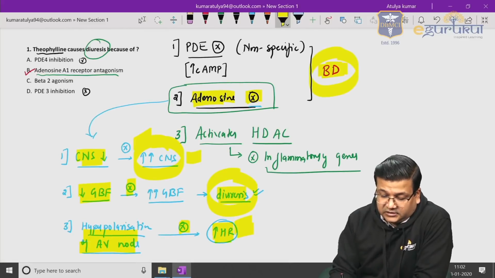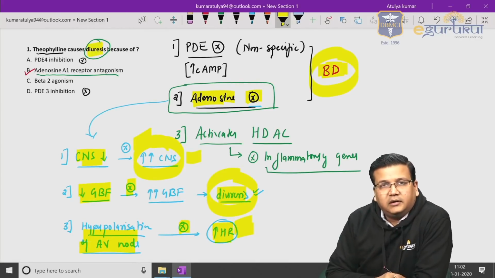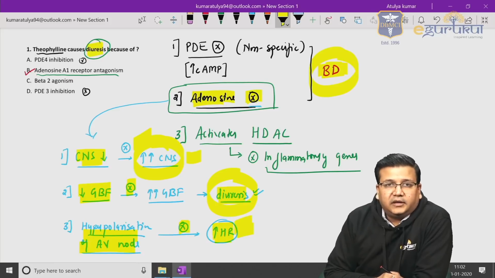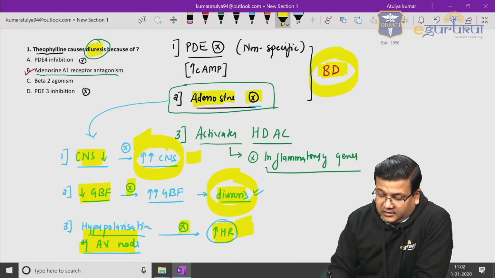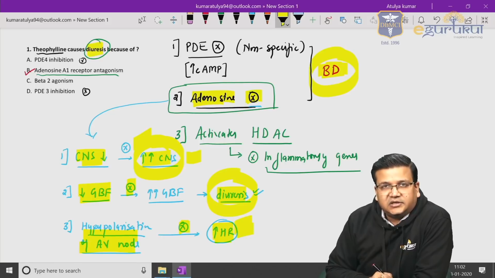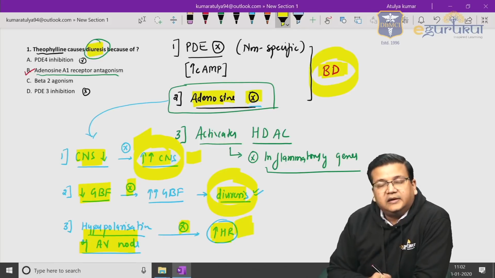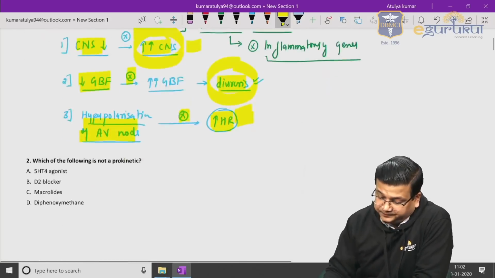This year they have asked a relatively non-important result of adenosine antagonism, diuresis, but maybe next year the CNS activation resulting in seizure or heart rate increase resulting in arrhythmia may be asked.